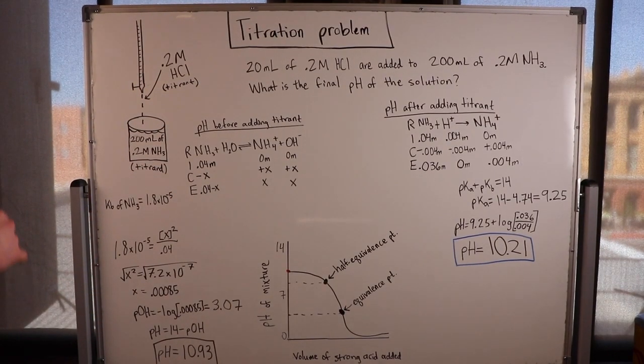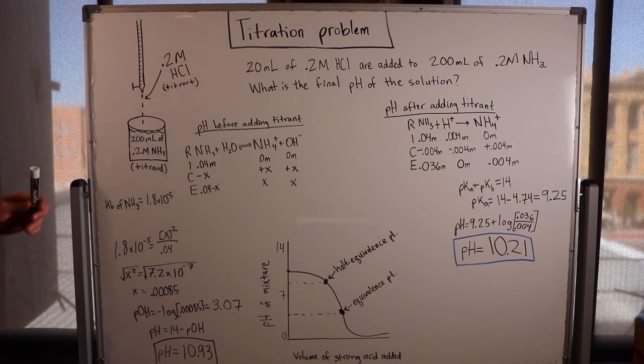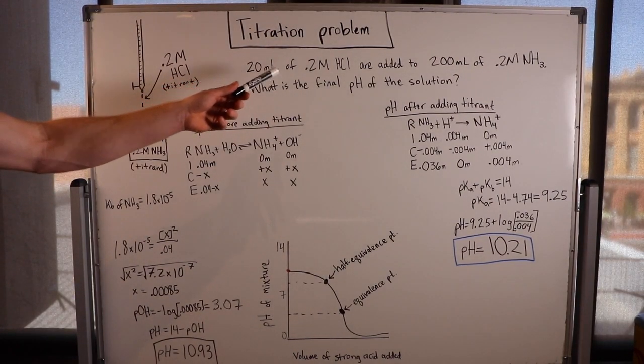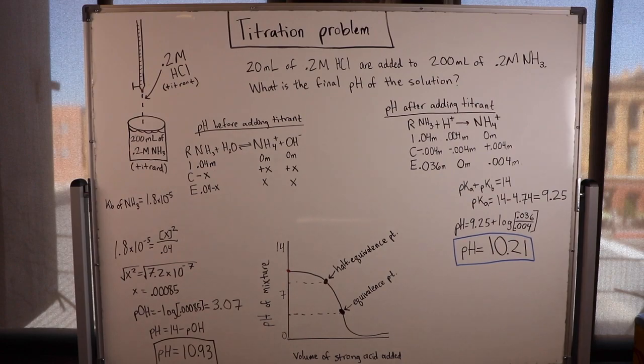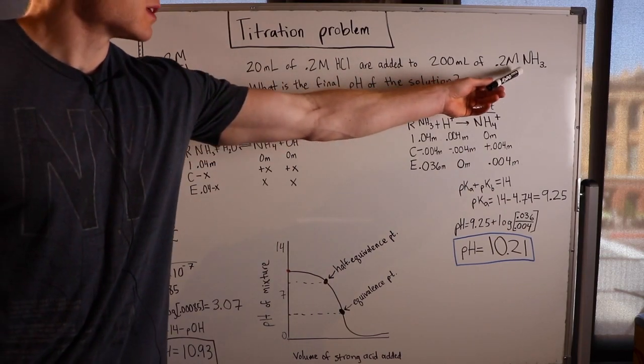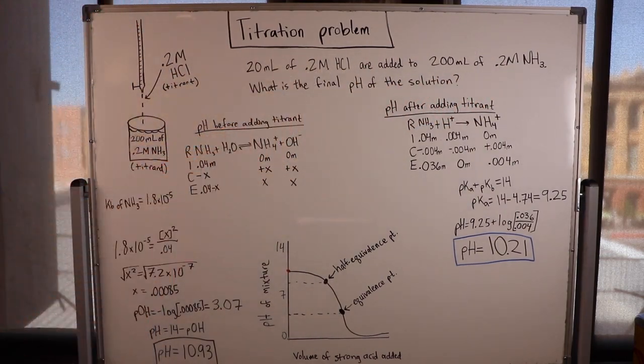Okay, now I'd like to walk us through a titration problem. So 20 milliliters of 0.2 molar HCl are added to 200 milliliters of 0.2 molar NH3. What is the final pH of the solution? So I want to remind us here that titrations are where we add together acids and bases. So at their core, titration problems are really just neutralization problems. And in this case, in particular, we have a weak base that is being titrated by a strong acid.